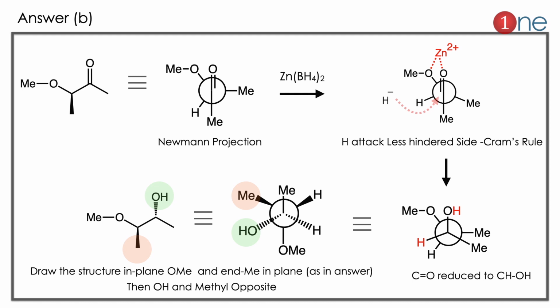Here you have to know how to convert a Newman projection to the normal form. Here you have to know two things: converting the normal structure to the Newman projection, and Cram's rule. Cram's rule says the reducing agent or species attacks the less hindered space.